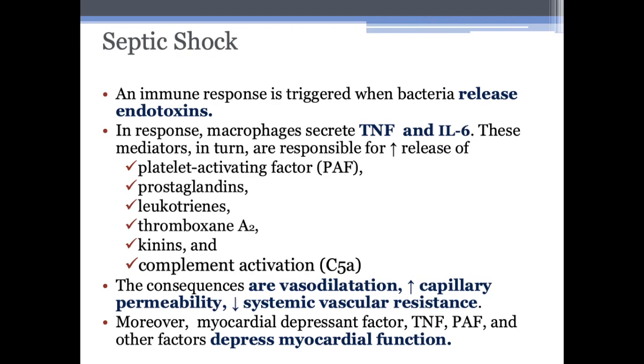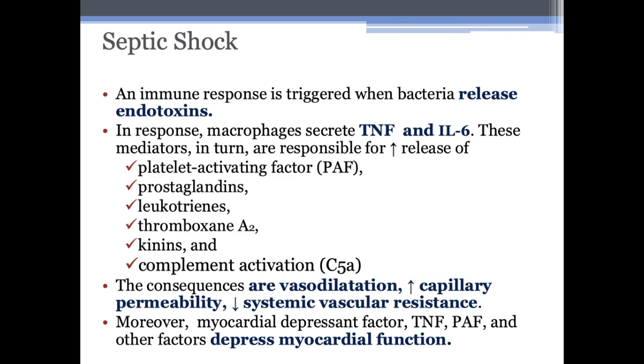thromboxane A2. We see activation of the kallikrein-kinin system with release of bradykinin. We see release of platelet activating factor and activation of components, and finally activation of the whole complement system. The consequences are vasodilation, increase of vascular permeability, and decrease of systemic vascular resistance, so loss of total peripheral resistance, which leads to this long-term vascular insufficiency.